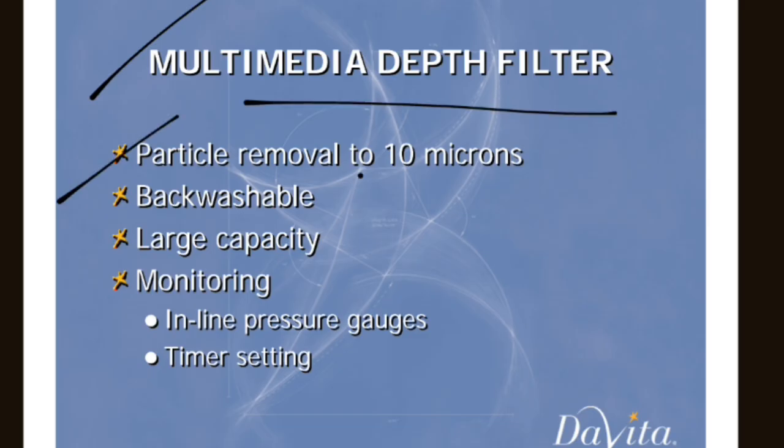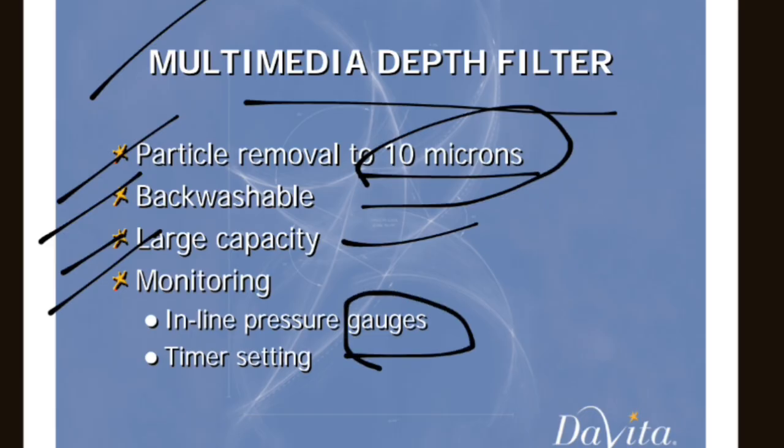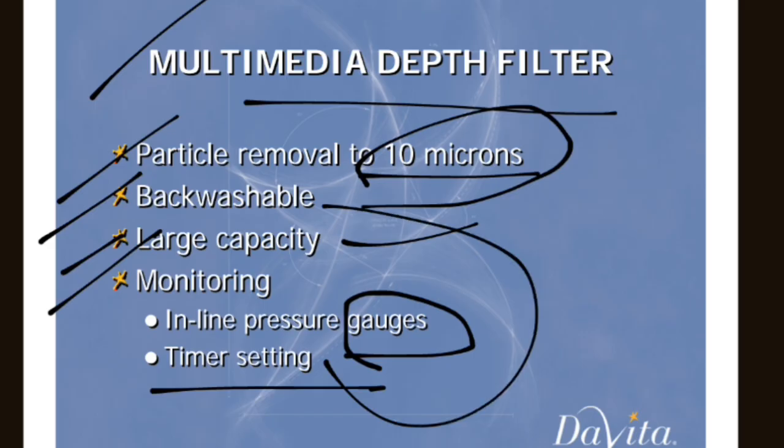Particle removal to 10 micron, backwashable. Means the first one is we can remove the particles which size is larger than 10 microns. Then it can be reused by backwash. It can be largely capacity, means a huge amount of water can be purified. Monitoring: we can monitor it with pressure gauges and time settings, means we have to backwash and restart that process.